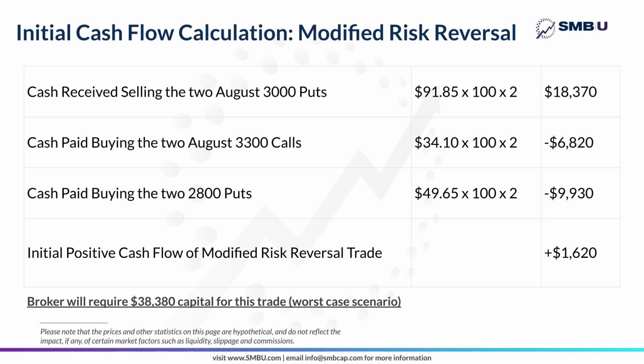And finally, we should point out that your broker will require $38,380 in capital to execute this trade, which is also its worst case scenario loss, although obviously no sensible trader would ever let the trade get that bad. And I'd also like you to focus on the fact that you've entered the trade without any cash outlay at all. And in fact, you received over $1,600, which will be important to keep in mind as we move through the rest of the example.